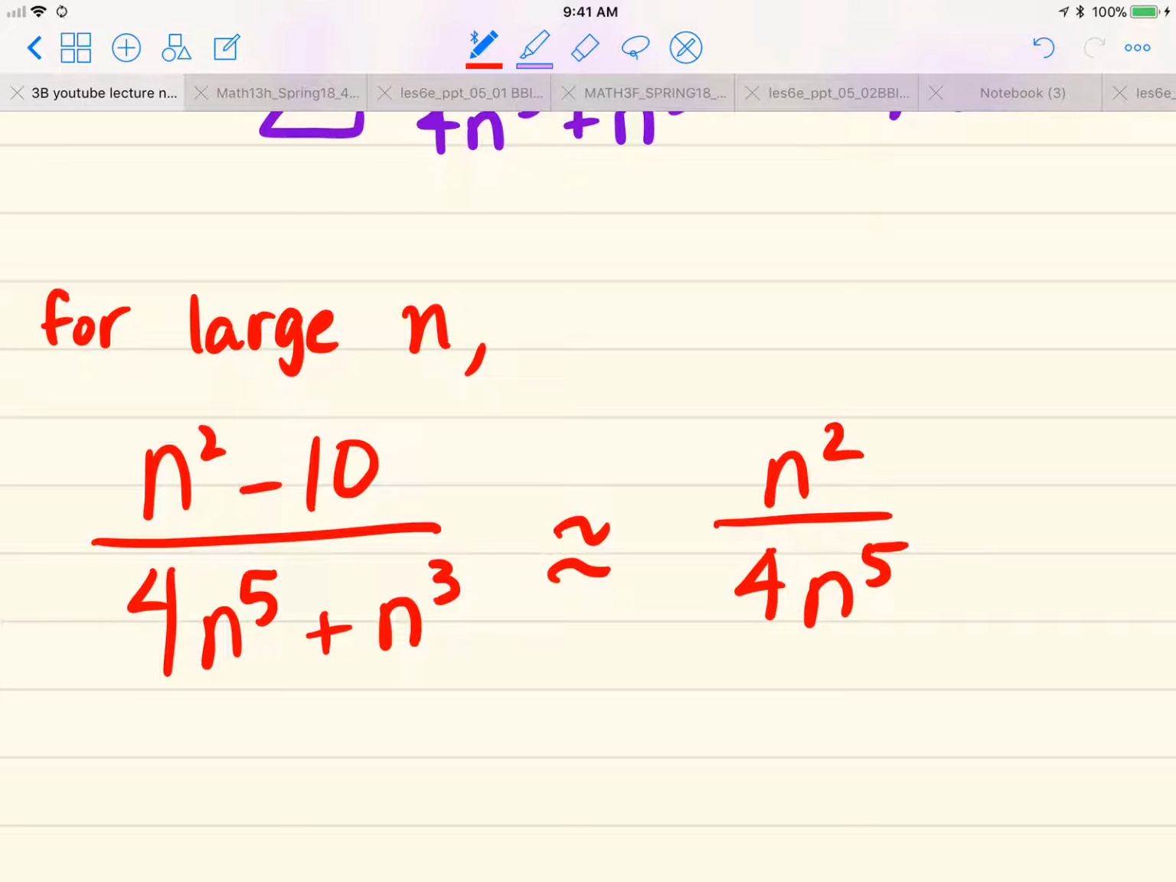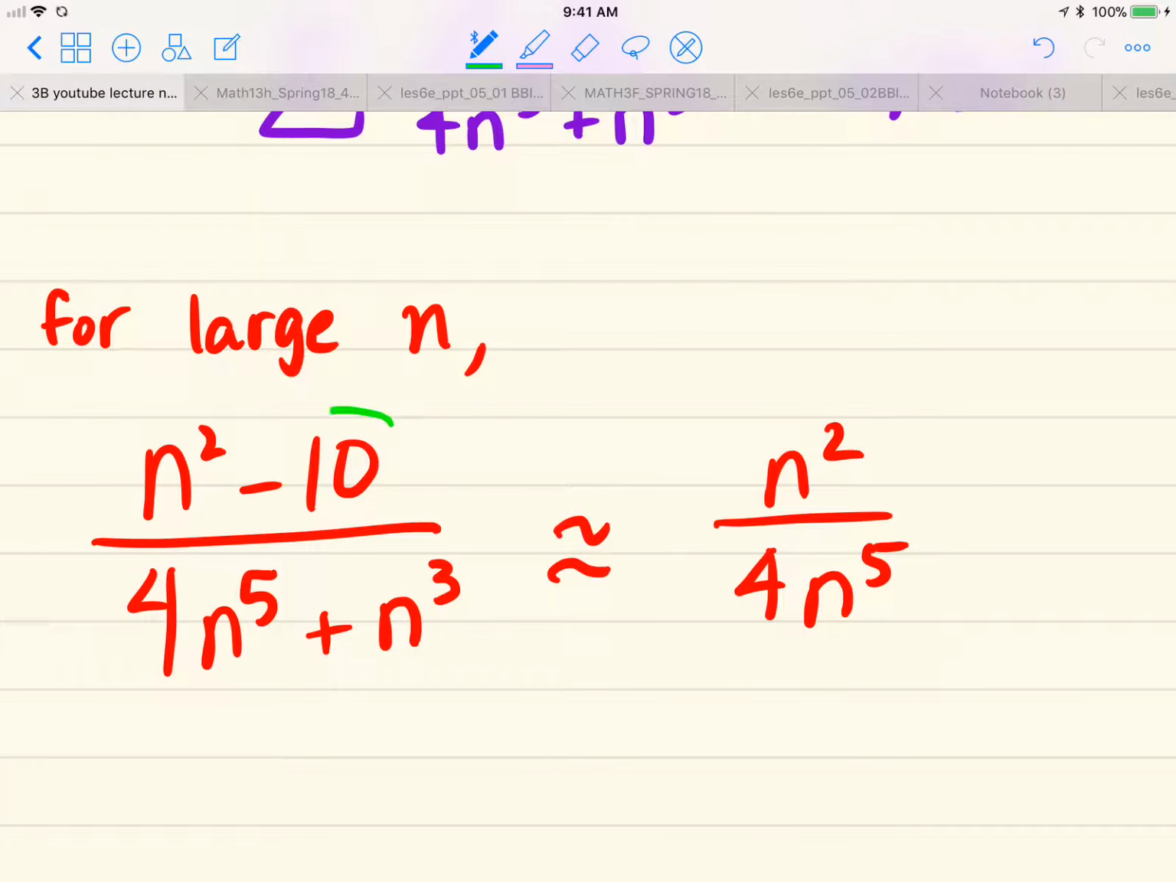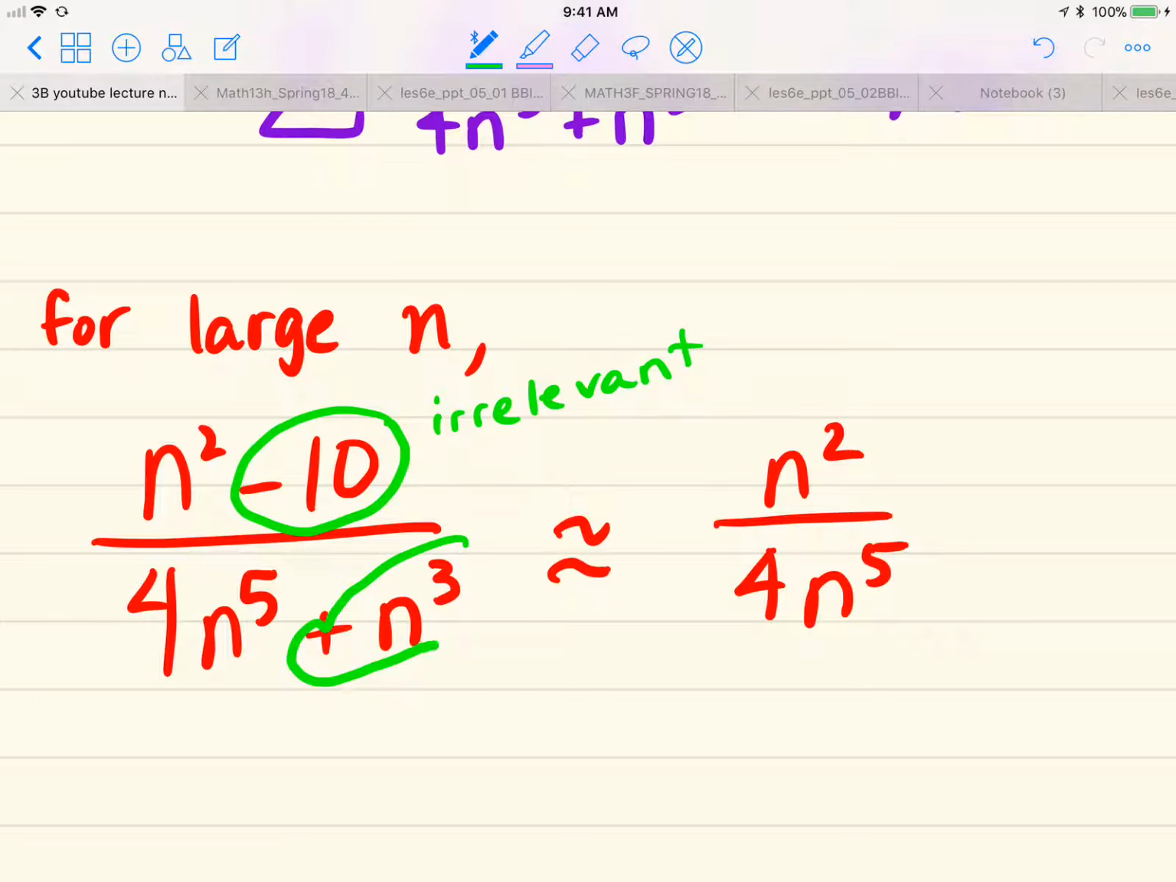Why? Because if n is 1 billion, 1 trillion or whatever, then 1 trillion versus 1 trillion minus 10, no, it's irrelevant. Negative 10 is going to be irrelevant. The same with n cubed. And you might be saying, oh, but Kalila, n cubed, that's a pretty big number. No, it's not. Not compared to 4 times n to the fifth power, right?